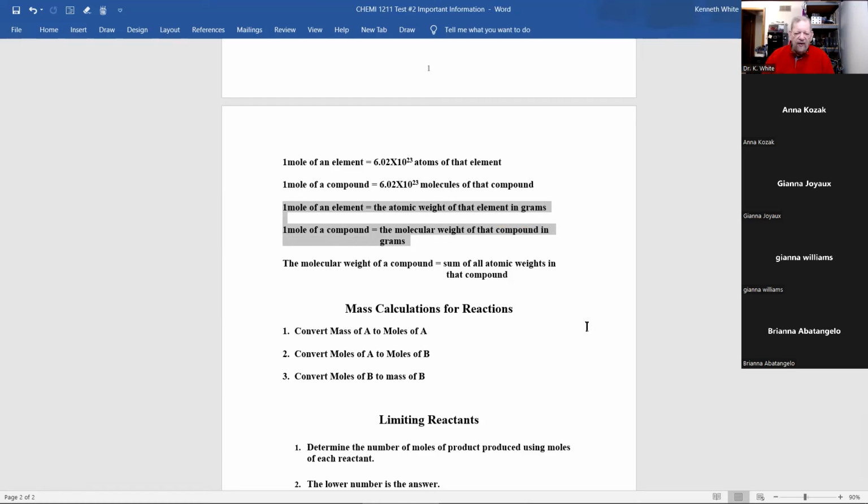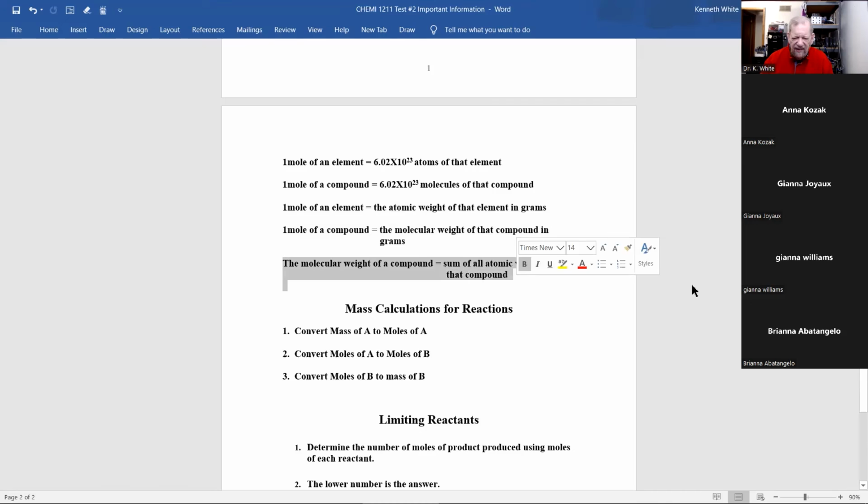All right, 1 mole of an element equals the atomic weight of that element in grams. 1 mole of a compound equals the molecular weight of that compound in grams. And in case you forgot, I put in important information. The molecular weight of the compound is the sum of all atomic weights in that compound, which we did earlier this chapter. So what does that mean?